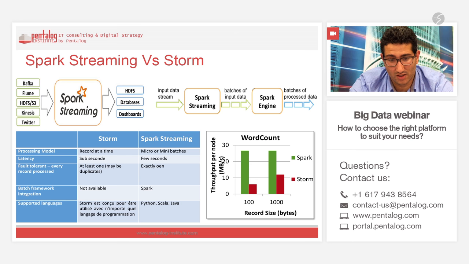In this table, I present a benchmark of the differences between Storm and Spark Streaming regarding the processing model, the latency, the fault tolerance, the supported languages, and the batch framework integration. And as we can see, Spark has higher throughput than Storm. For example, Spark processes 650 records per second per node, while Storm has 150 records per second per node.